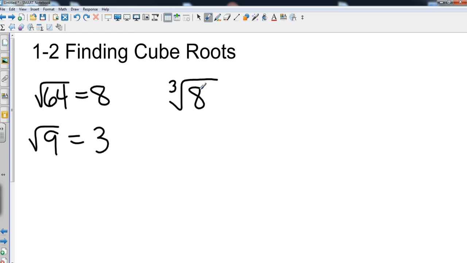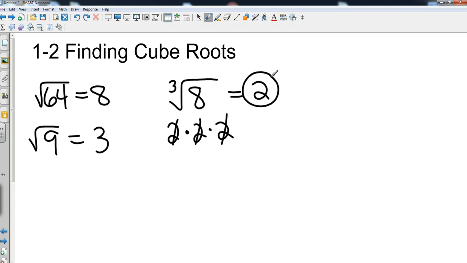Cubed root simply means what number times itself 3 times is going to be 8. So obviously we could just look at a little bit of trial and error. We could start low with 1 times 1 times 1. That doesn't get us there. Then maybe we could just go to 2 times 2 times 2. And 2 times 2 is 4, and 4 times 2 is 8. So that's actually the correct answer. So the cubed root of 8 is 2.